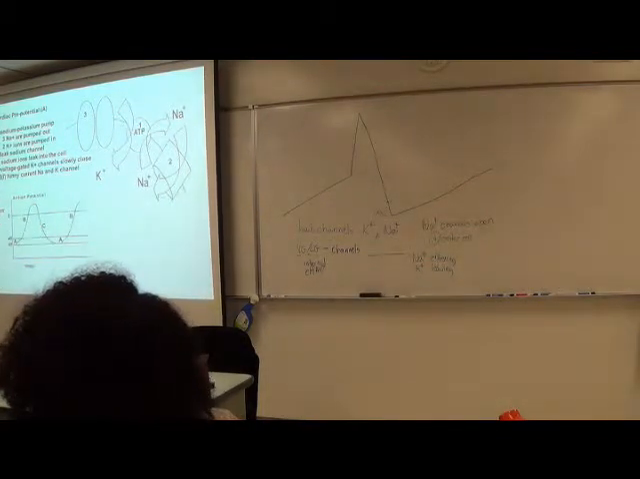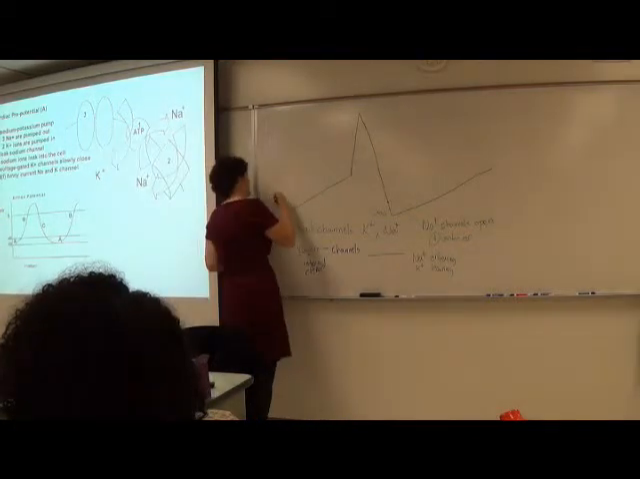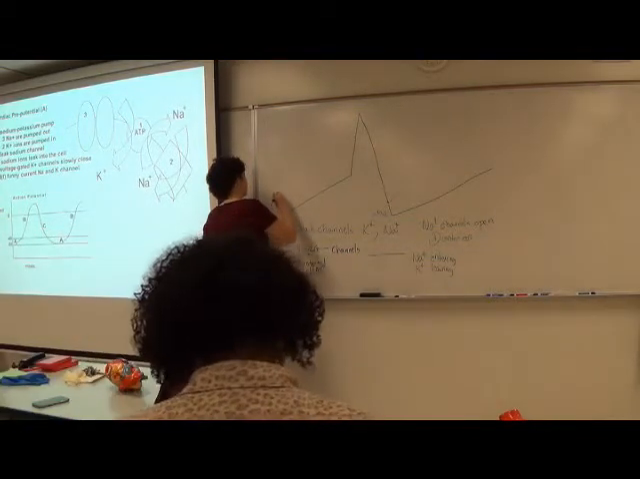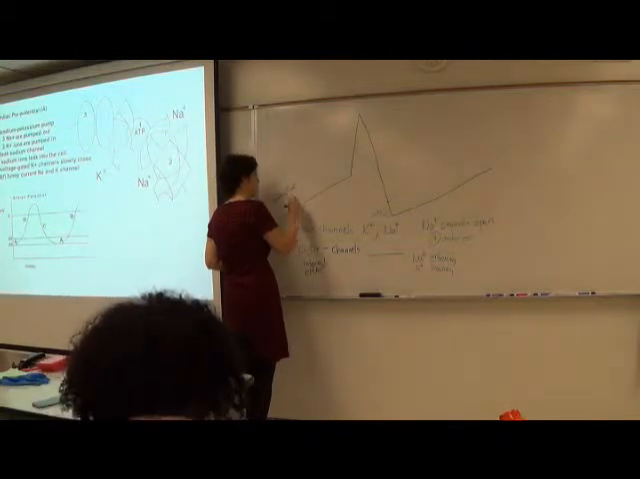All right. We have the leak sodium, allowing sodium to leak into the cell. And then we have the voltage-gated potassium, which open for our repolarization. So these are voltage. So let's write here. We have leak sodium, allowing sodium ions in.